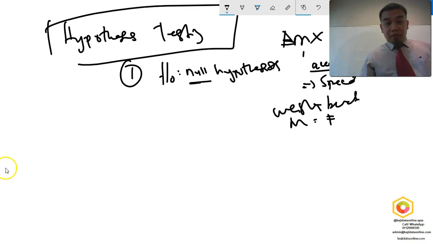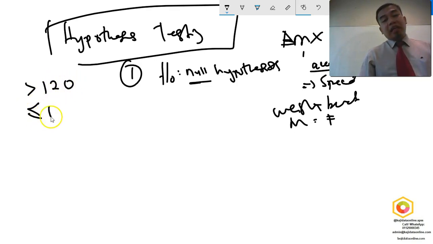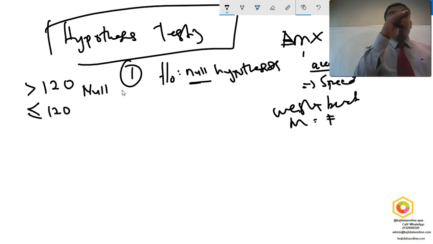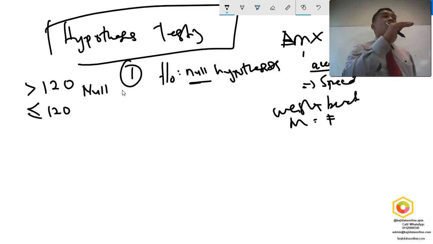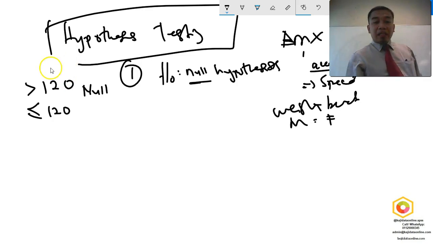Another example, if you can remember my example before, I'm talking about IQ, right? I want to see whether you all are more than 120 or less than 120. So this one is my null. Null means that is my standard. I want you to have an IQ score of more than 120. Then I'm going to use hypothesis testing to see whether you are more than or less than. Understand or not? So what is my null? My null is this one.